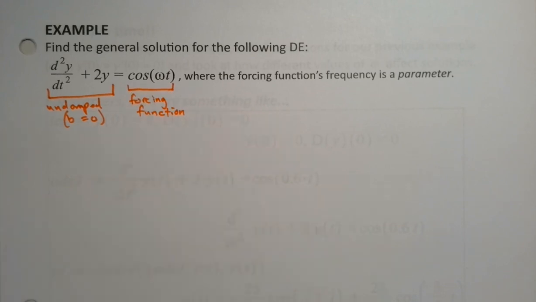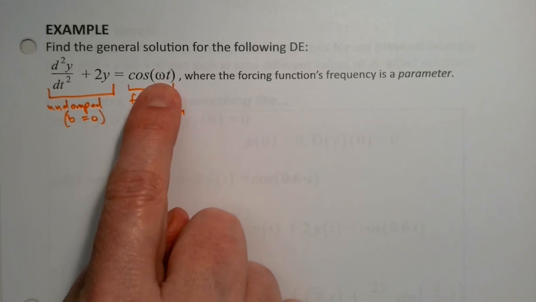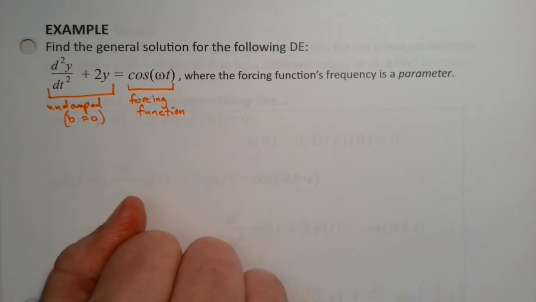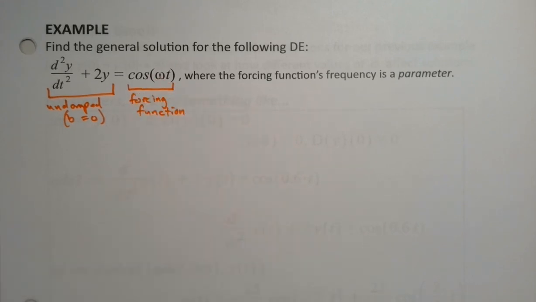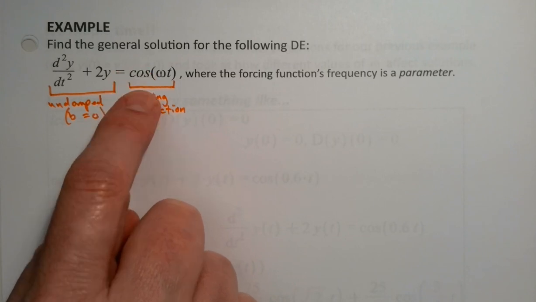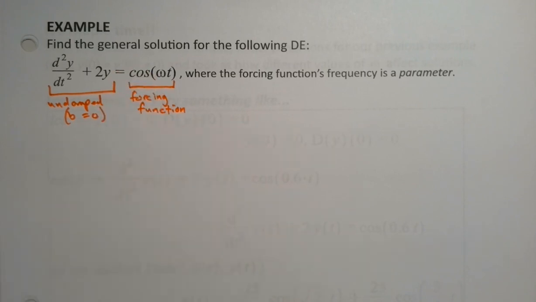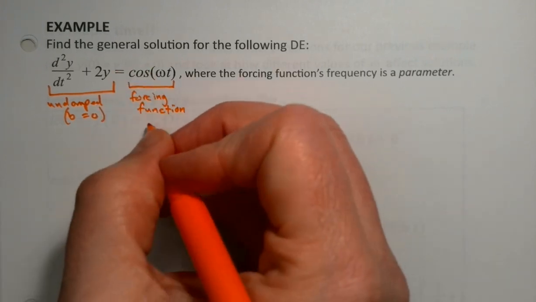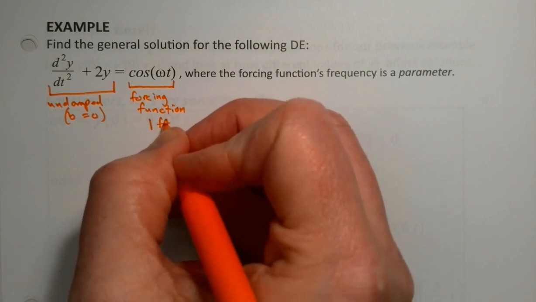And those of you who remember your periodic functions, you probably recall that the number sitting in front of the t in there is basically going to have an effect on the period of that forcing function. So if you imagine omega is equal to 1 or 2 or 10, we're basically changing how frequently the forcing function is oscillating between 1 and -1.